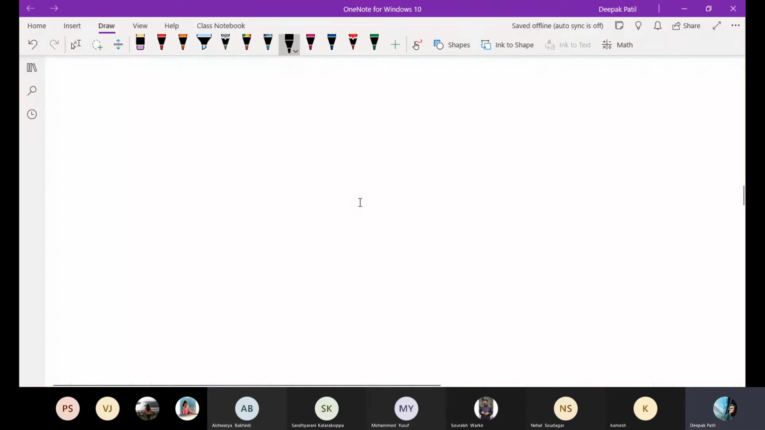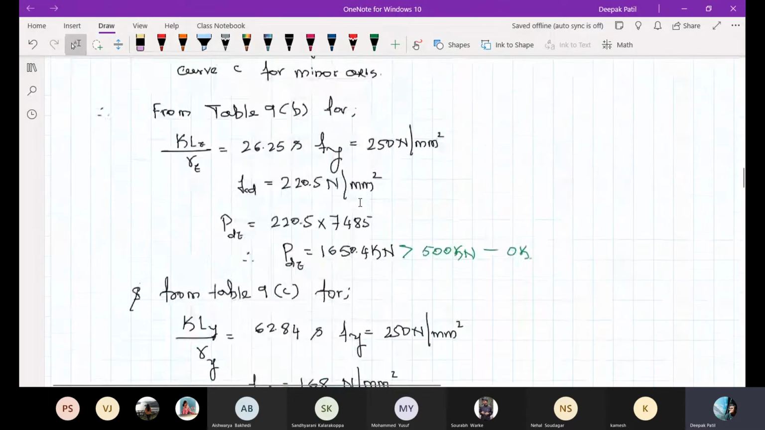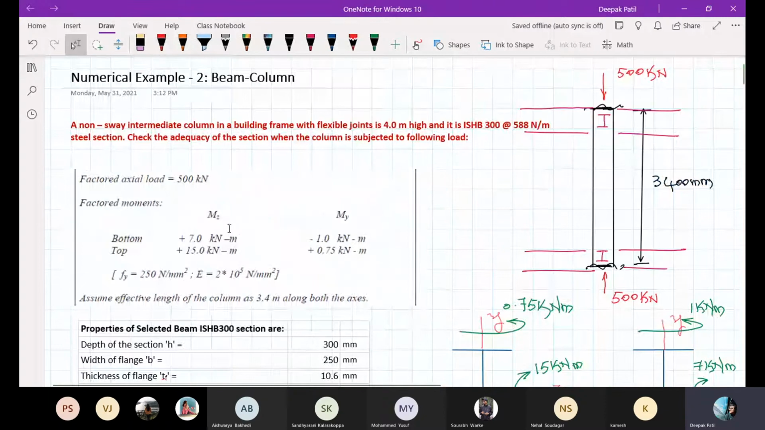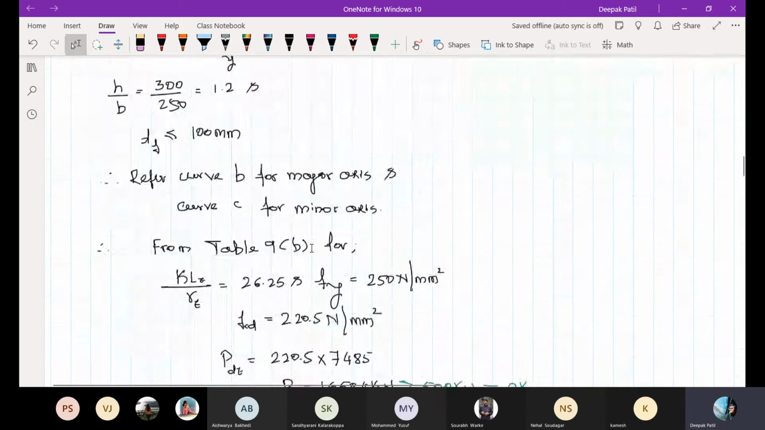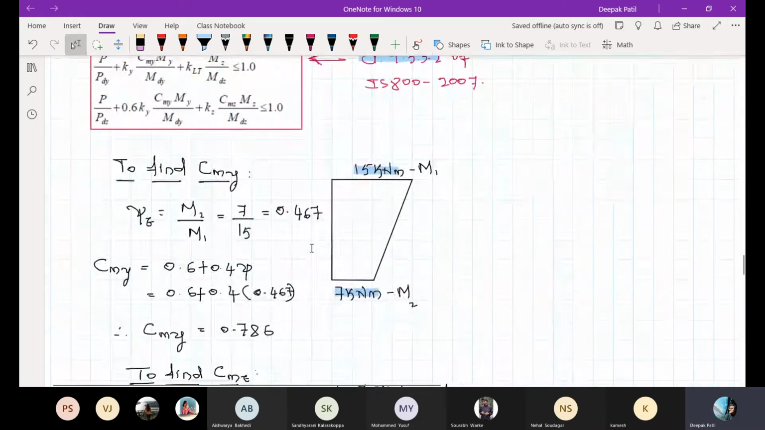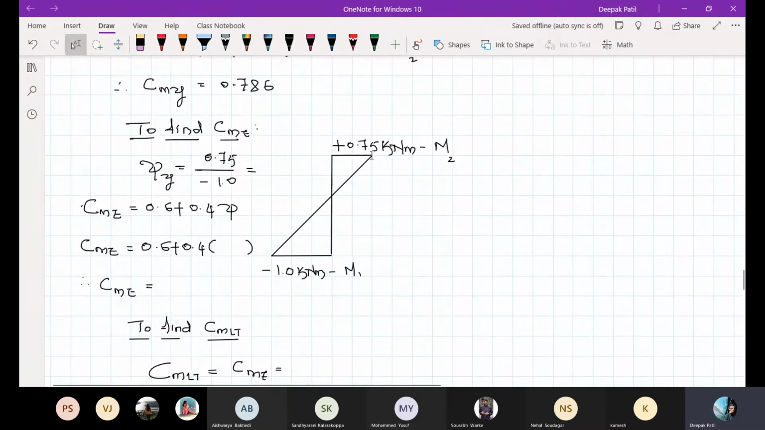If I go to the problem statement, you can see along the major axis both the bending moments are plus, but along the minor axis, at the bottom it is minus 1 and at the top it is plus 0.75. For that purpose only, I am drawing it like this. So at the top it is plus 0.75 and at the bottom it is minus 1.